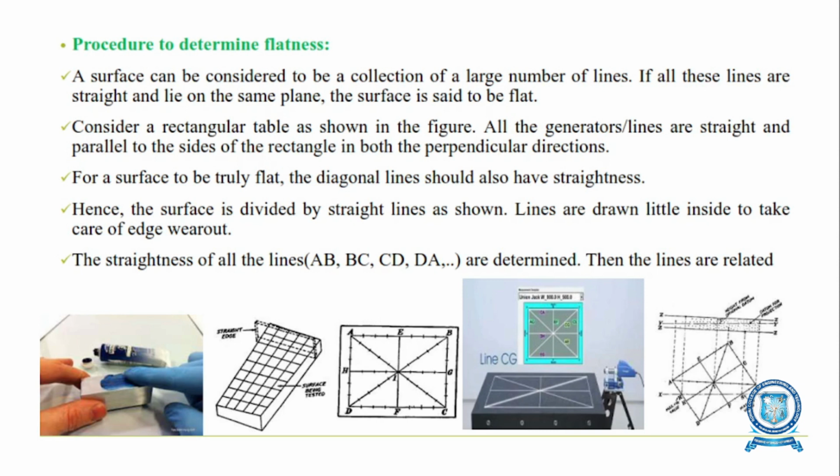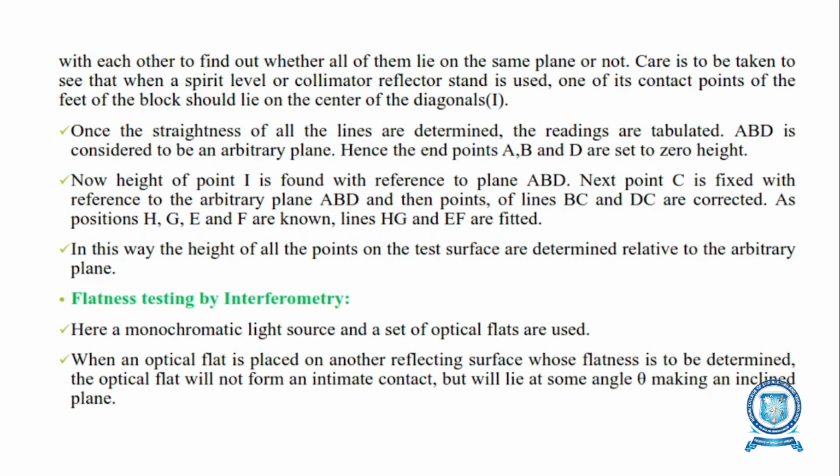So with the help of this method, we are going to find out the flatness, and also we can test the flatness with the help of interferometry. This interferometry uses a monochromatic light source, and a set of optical flats are used. When an optical flat is placed on another reflecting surface whose flatness is to be determined, the optical flat will not form an intimate contact, but will lie at some angle theta, making an inclined plane.